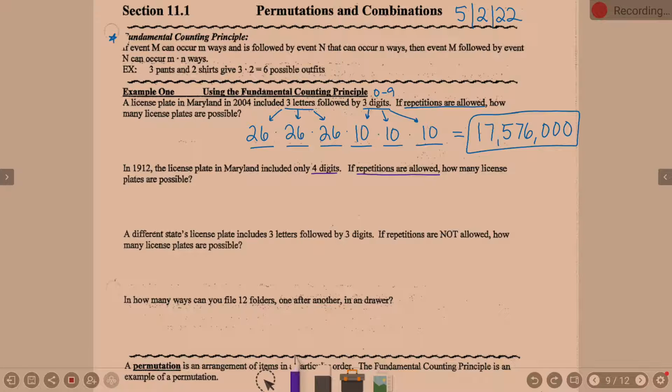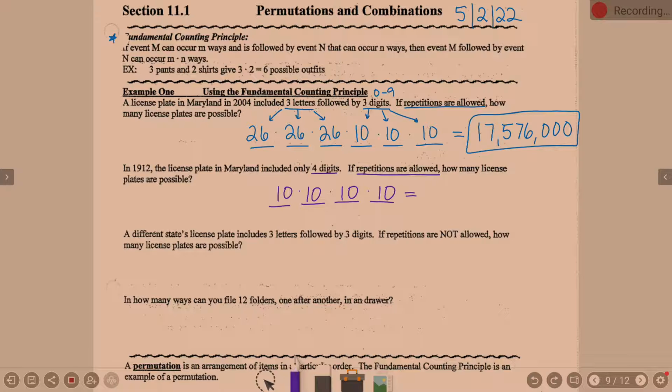Thoughts? Just 10. All 4. Okay, so 4 spots, and we're allowed 10 on the first spot because we're back to digits, right? There's 10 digits. Repetitions are allowed, so we can use 10 again, 10 again, and 10 again.